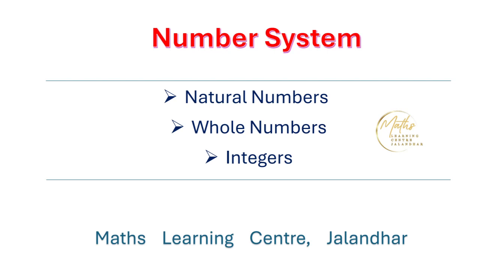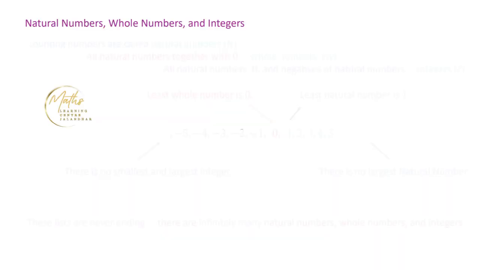In this presentation on number system, we are going to talk about natural numbers, whole numbers, and integers. The primary use of numbers that we typically think of is for the purpose of counting. The numbers which are used for counting purpose are called the natural numbers. So we are saying the numbers used for counting means 1, 2, 3, 4, 5, and so on. This is the collection of natural numbers, and this collection is denoted by the symbol N.